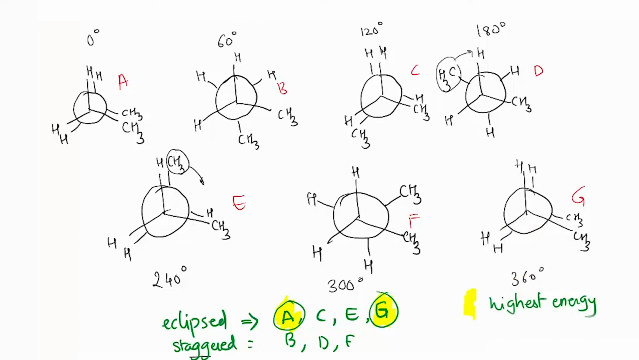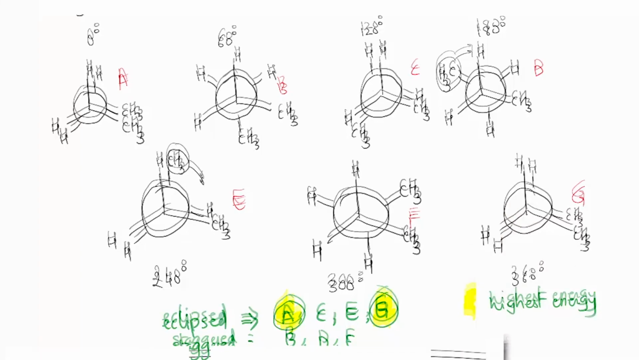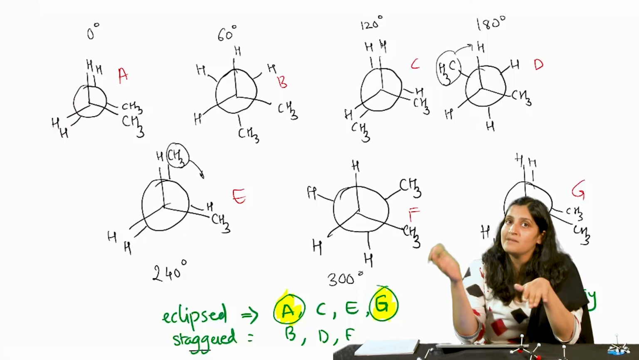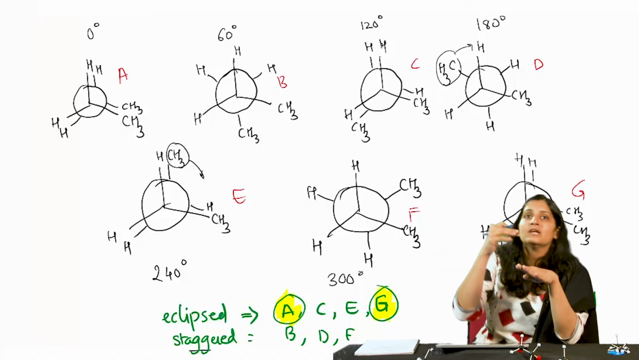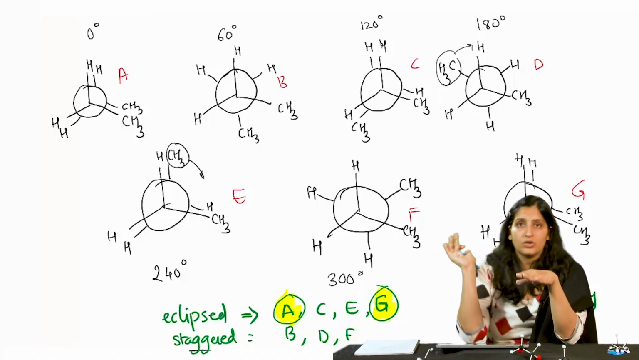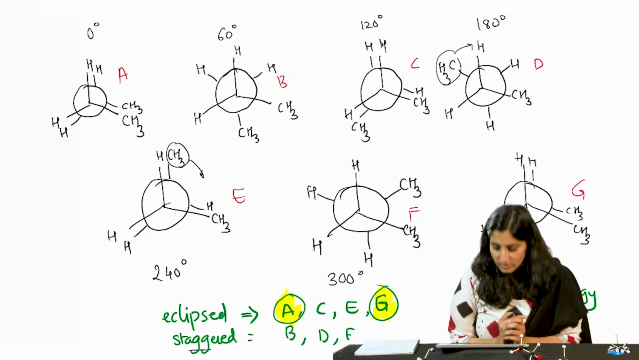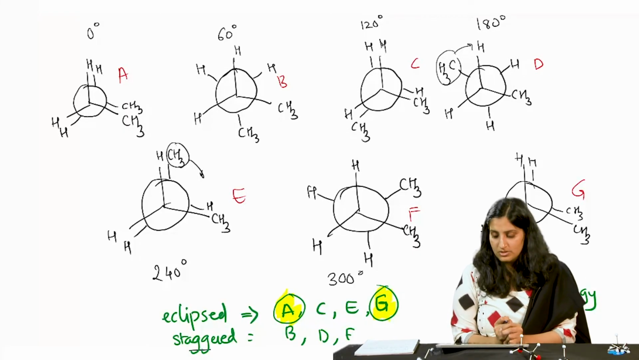Now, between C and E, as you can see, C and E are very similar to each other, such that both of them contain similar types of strains. So, their energies will be the same, but remember these are still not the same compounds. These are conformational isomers of each other, wherein you can get from C to E via rotation of a single bond. So, now let us look at the staggered conformations.